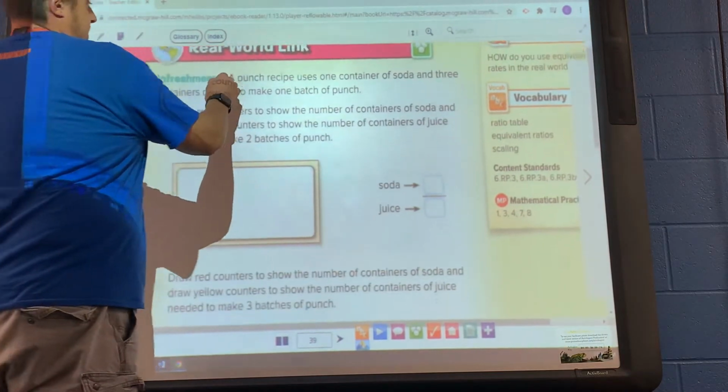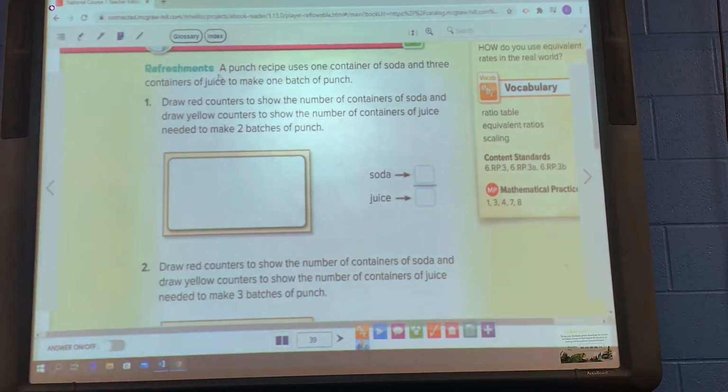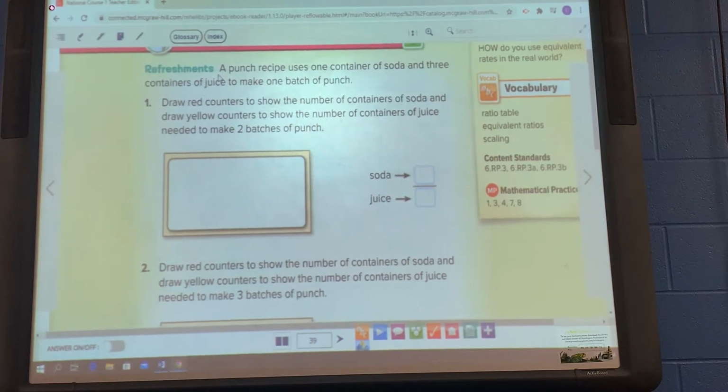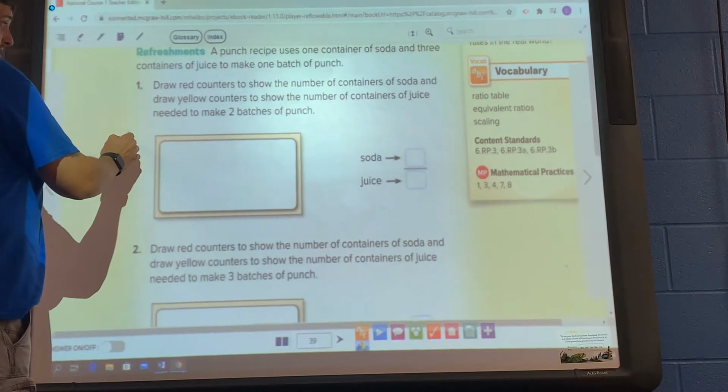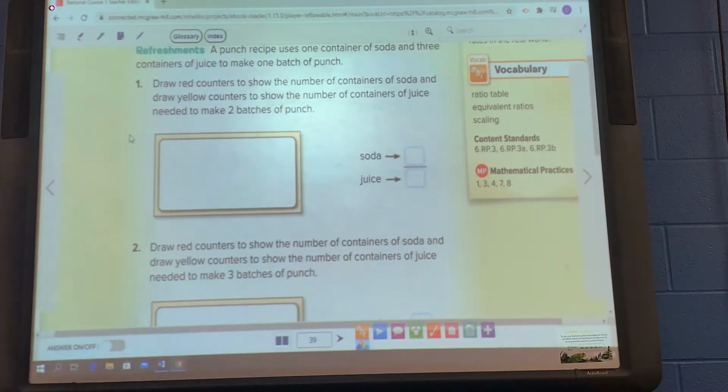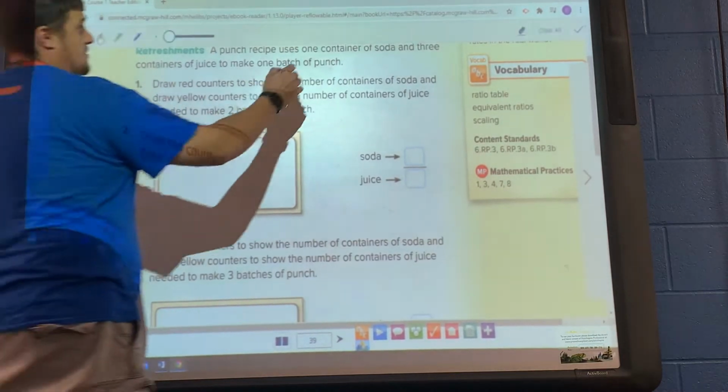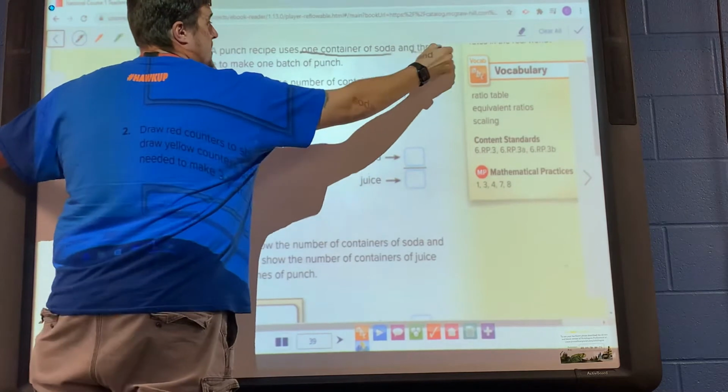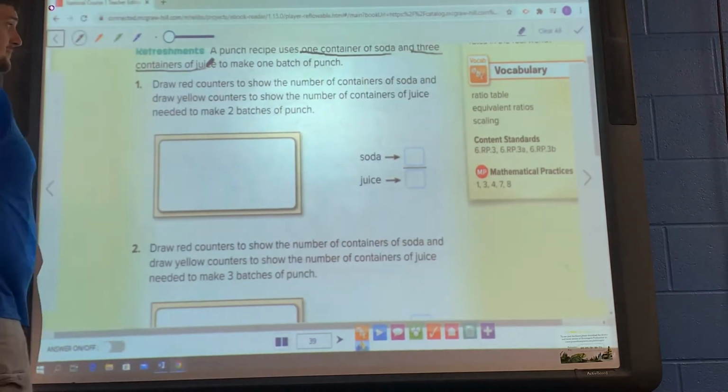So in the real world link, it says a punch recipe uses 1 container of soda and 3 containers of juice to make 1 batch of punch. So it says draw red counters to show the number of containers of soda and draw yellow counters to show the number of containers of juice to make 2 batches of punch. So if we go back up here and look, we use 1 container of soda and 3 containers of juice.